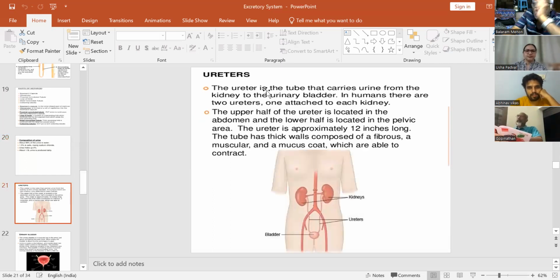Next. The ureter is a tube that carries urine from the kidneys to the urinary bladder. If you see the pipe, that is called the ureters. It carries the urine, whatever is collected there.